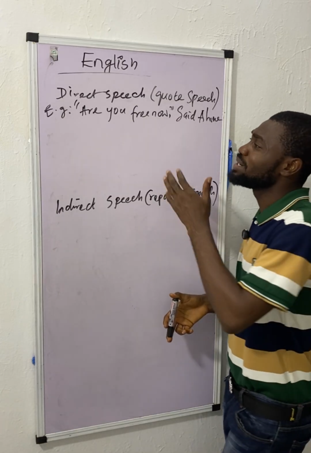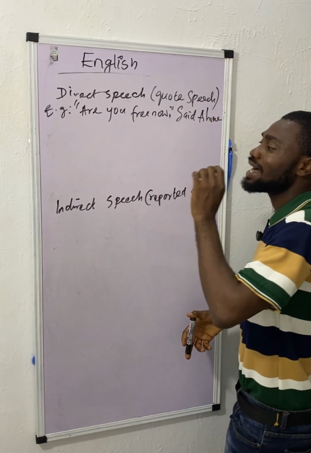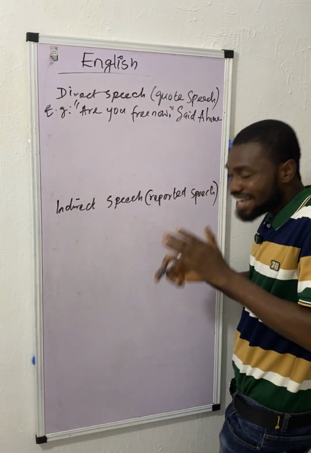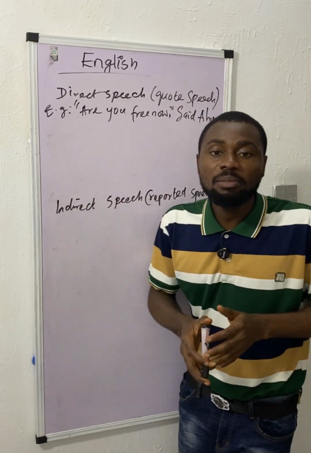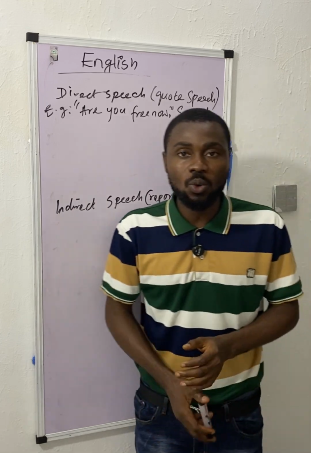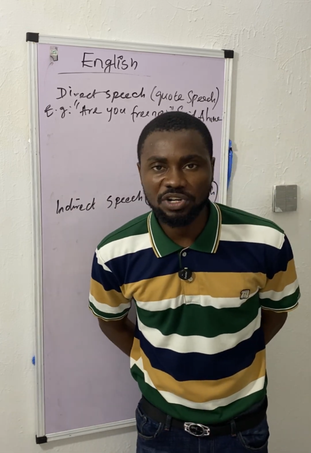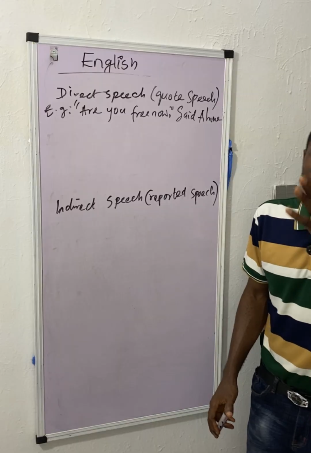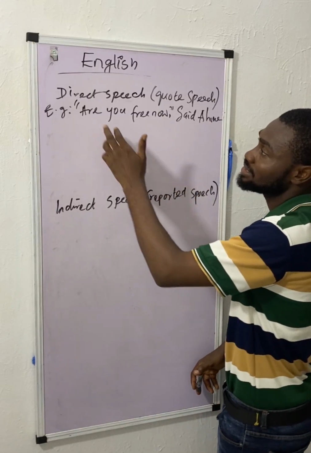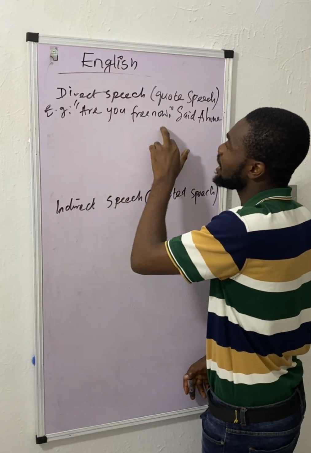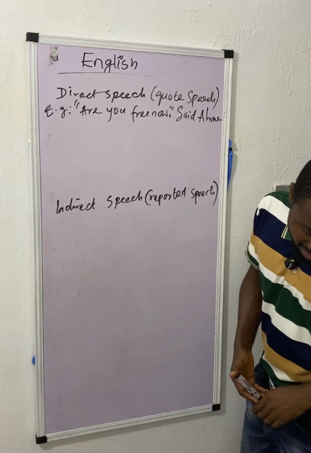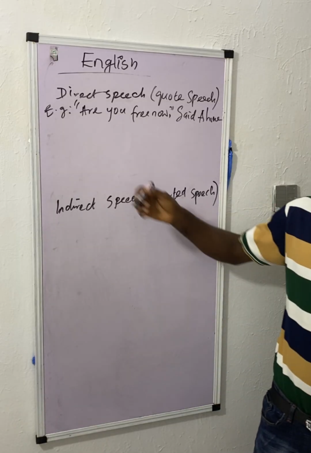That was the same way Ahmed presented it. He quoted Ahmed the same way, exactly what Ahmed said. Ahmed walked up to someone and said something to someone. Ahmed said, are you free now? Then someone is quoting exactly what Ahmed said. Direct speech. "Are you free now?" said Ahmed.